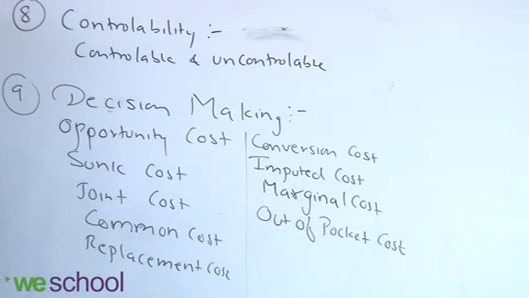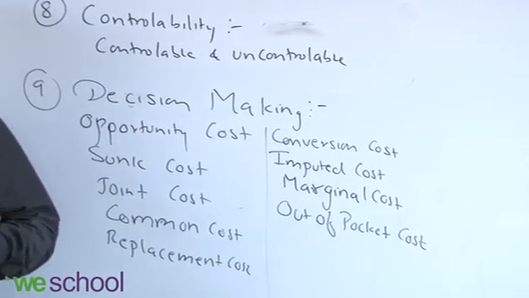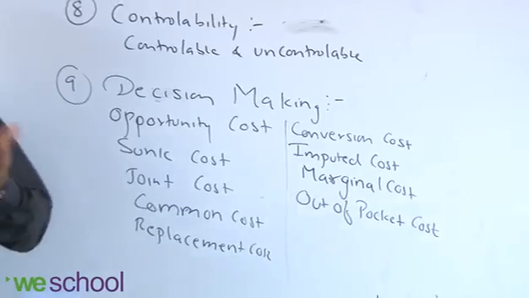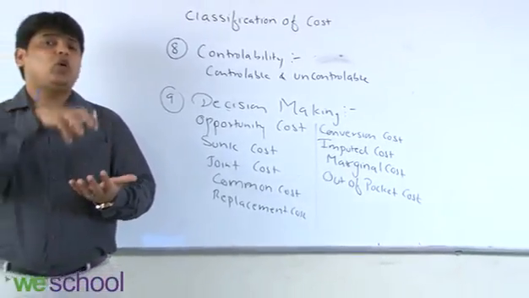Now take an example of joint cost. Suppose I am extracting crude oil. From the crude oil, I am doing some process. By the effect of that process, I get 4 outputs. So the cost of the process which I incurred on the crude oil is called joint cost.